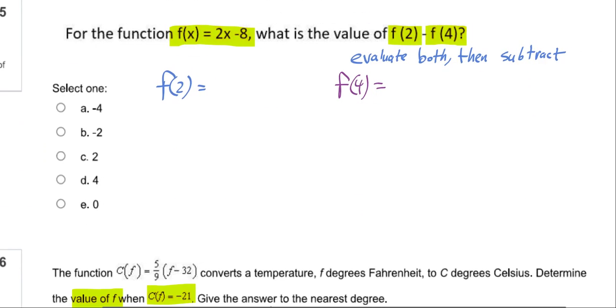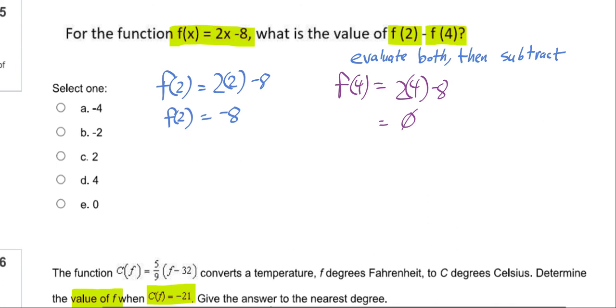Question 15, for the function f of x equals 2x minus 8, what's the value of f of 2 minus f of 4? So for f of 2, we just plug 2 in. 2 times 2 minus 8. 4 minus 8 is negative 8. And for f of 4, we do the same thing. We plug 4 in. So that's 2 times 4 minus 8. 2 times 4 is 8, and 8 minus 8 is 0.